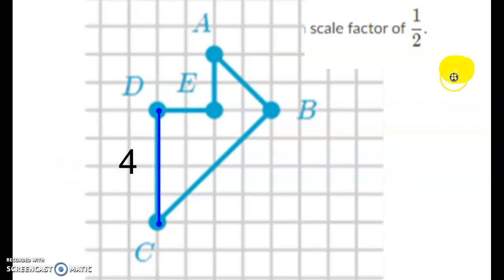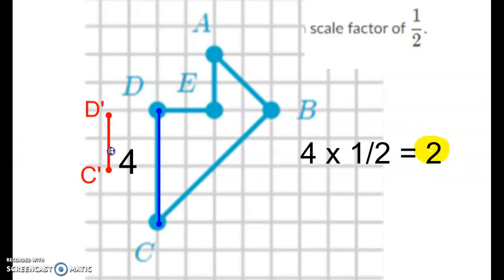And we're having a scale factor of 1/2, so it's going to become half as big. What will it look like? So we just multiply 4 times 1/2 and we get the answer 2. And so this segment is going to become half as big. And notice now it'll be called prime. C prime D prime is the new image after having gone through a scale factor of 1/2. So our answer will be 2.